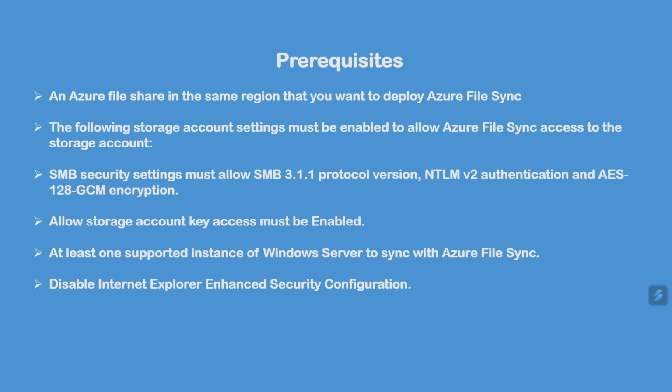You need to allow storage account key access, and at least one supported instance of Windows Server to sync with Azure File Sync. So this Windows Server will be your server endpoint, and that particular Azure file share would work as the cloud endpoint. And just for the sake of installation, you need to disable the Enhanced Security Configuration of Internet Explorer.